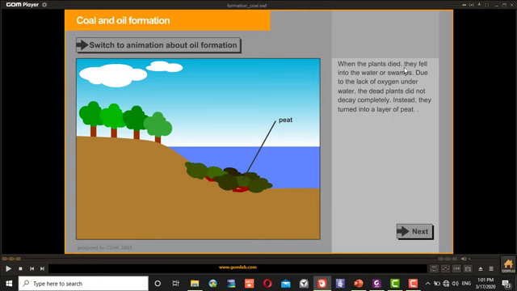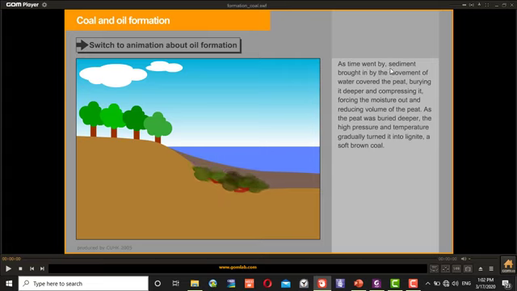When the plants died, they fell into the water or swamps. Due to the lack of oxygen underwater, the dead plants didn't decay completely. Instead, they turned into a layer of peat. So, peat is the first form of coal. We can consider it a fossil because it has some of the plant's roots, stems or leaves. We can see it. Peat has the lowest carbon content, and it is the first fossil form of the plant.